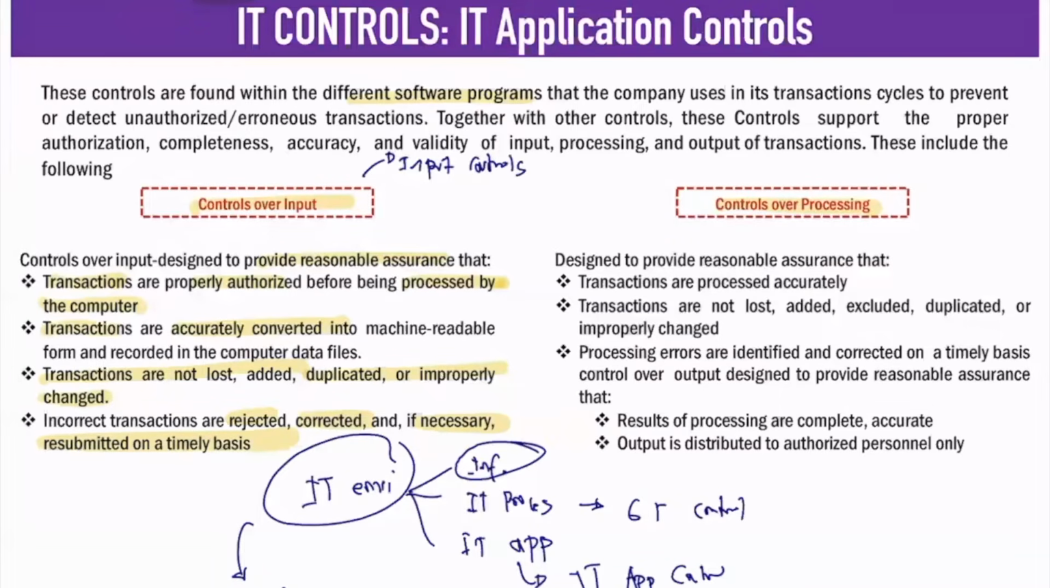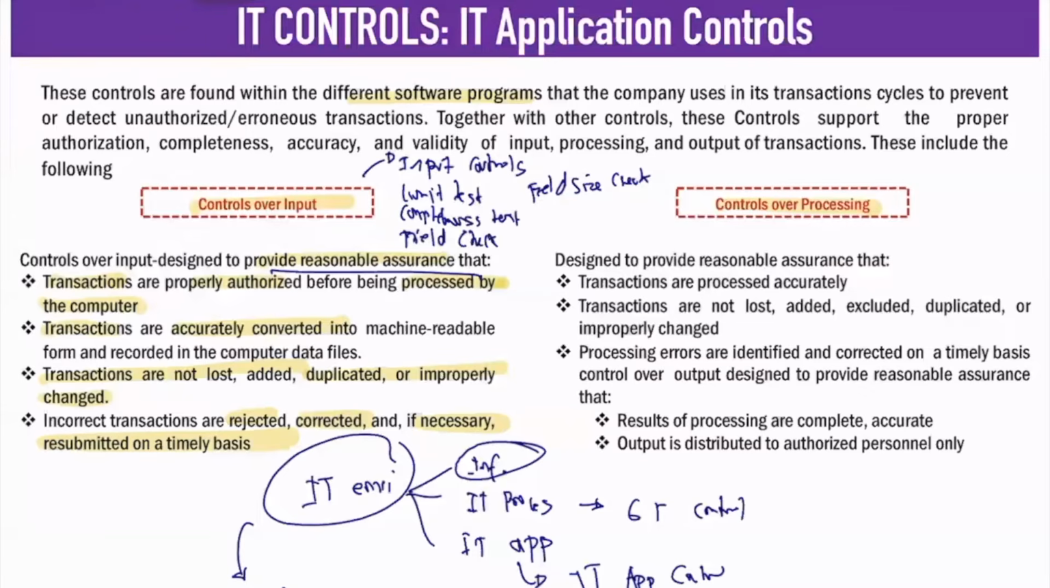The main input controls that you have learned before in your IT are your limit test, your completeness test, particularly for example, field check, this one, for sure you still remember. Field size check. So these are different controls over inputs. And why do we need input controls? Because we want that there is a proper authorization, completeness, accuracy, and validity of your input, processing, and output. So we place input controls to provide reasonable assurance on these items.